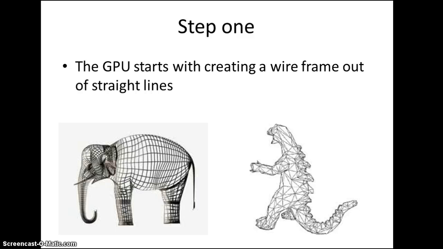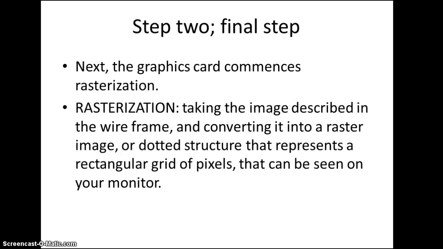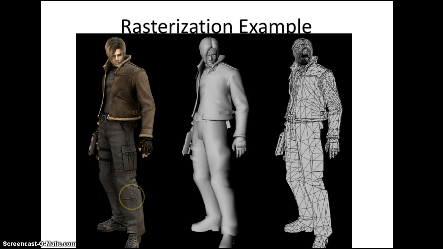To create an image out of binary data, the GPU begins by setting up a wireframe out of straight lines. Next comes the rasterization. It sounds a lot cooler than it actually is. Rasterizing is the task of taking an image described in a wireframe and converting it into a raster image, or a dotted structure that represents a rectangular grid of pixels that can be seen on your monitor. An example of rasterization is how this wireframe has a much better resemblance of a person after rasterization.